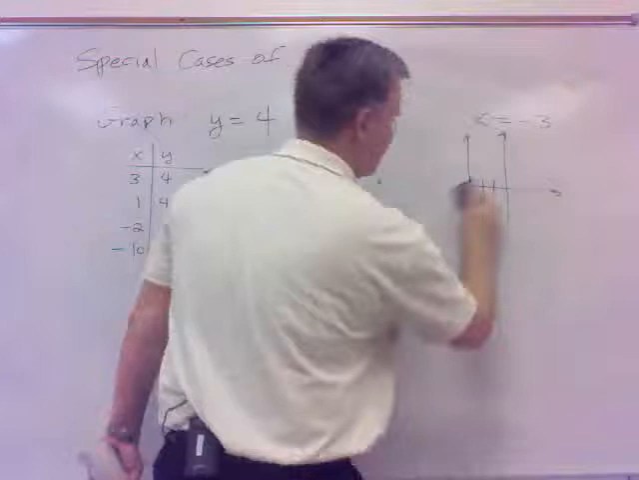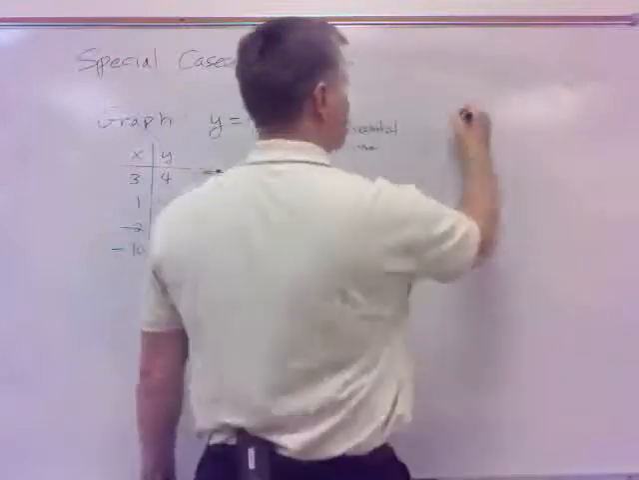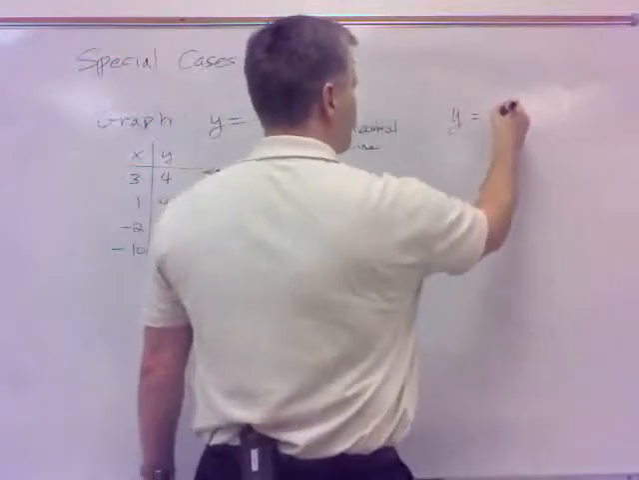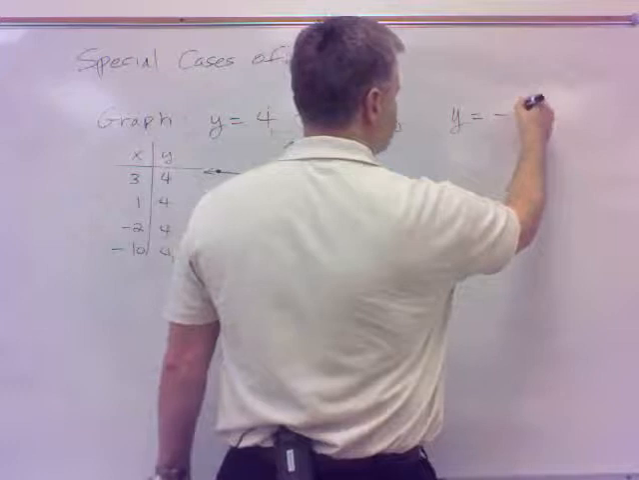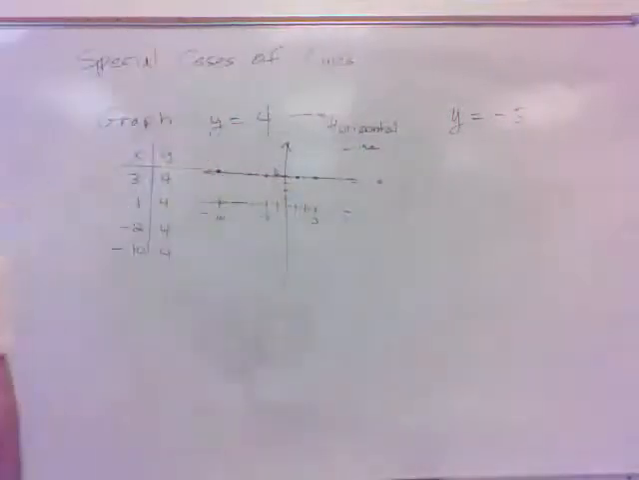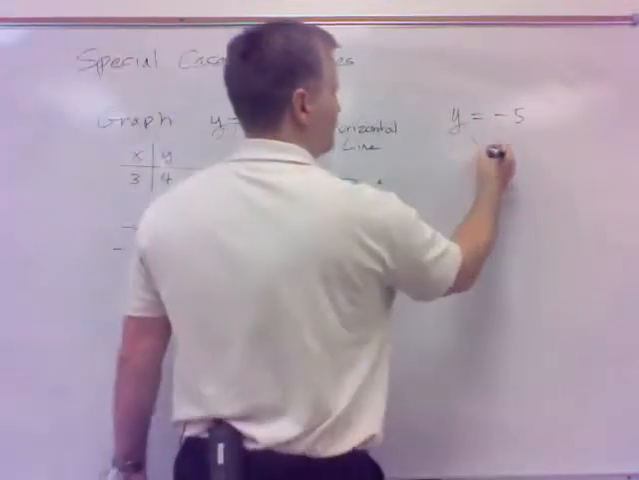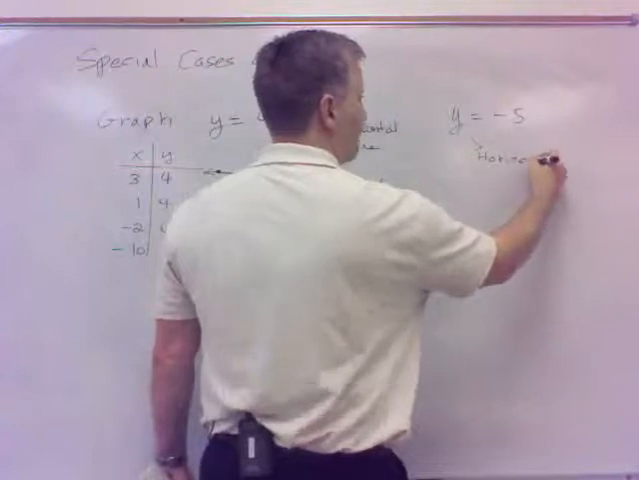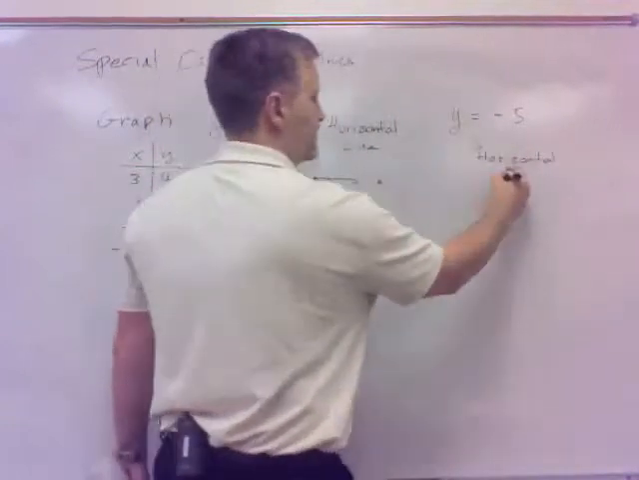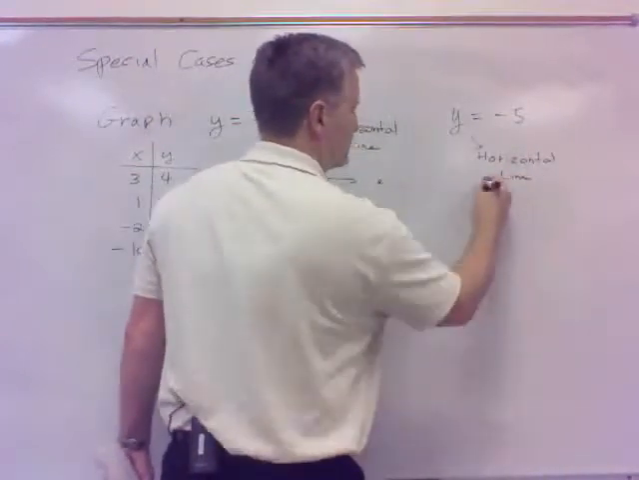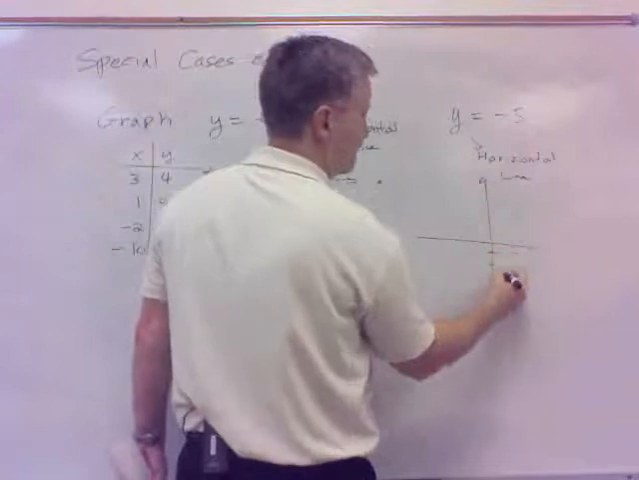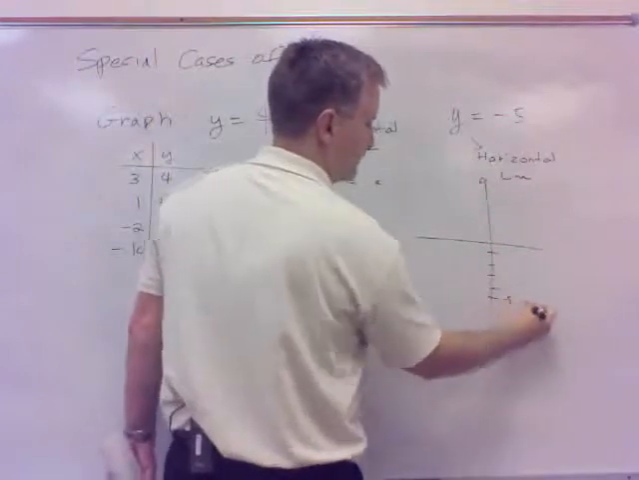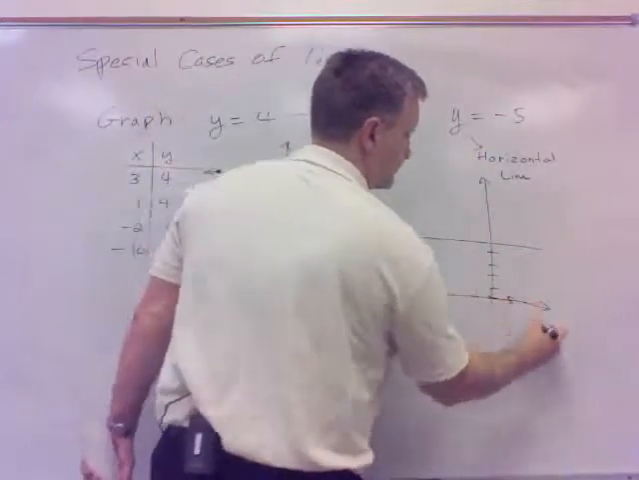So if I had y, say, equal negative 5, you would say horizontal line down at negative 5, right? You don't have to necessarily list a table or anything. Just know that y equals a number is a horizontal line. And in this case, it's going to be down here at negative 5 in the y. Okay?